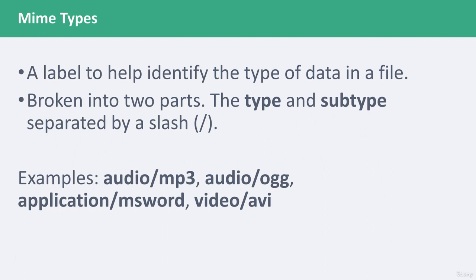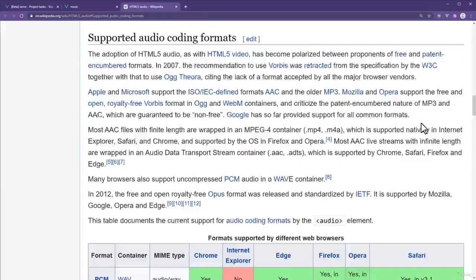Audio files are assigned under the audio category. The subtype is the specific type of file. This part of the MIME type is where most MIME types differ from one another. I've provided some examples of MIME types. For this course, we're going to be checking if the file is an MP3 file. Other audio file types can be used.